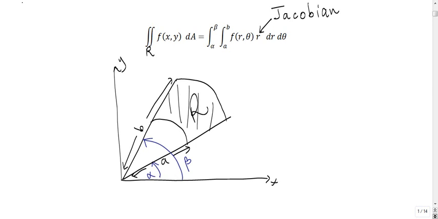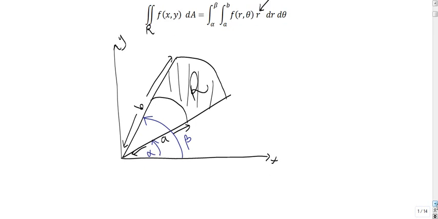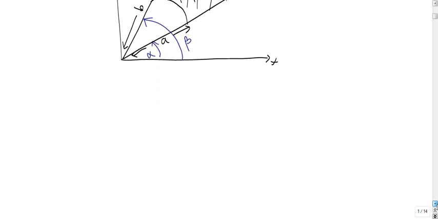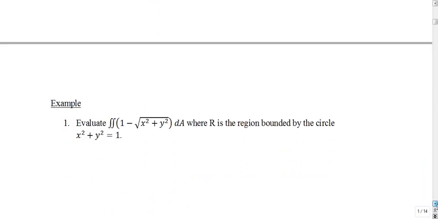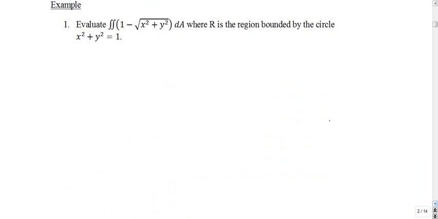Okay, so let's look at some examples. And there are quite a few because I want you to get the hang of them, and they're quite nice. Number 1. Evaluate the double integral over R of 1 minus the square root of x squared plus y squared dA, where R is the region bounded by the circle x squared plus y squared equals 1.